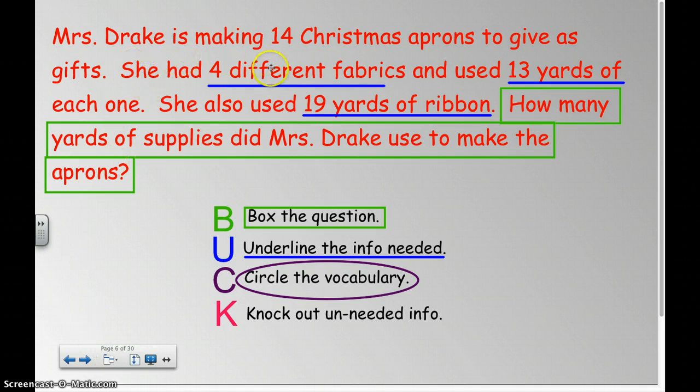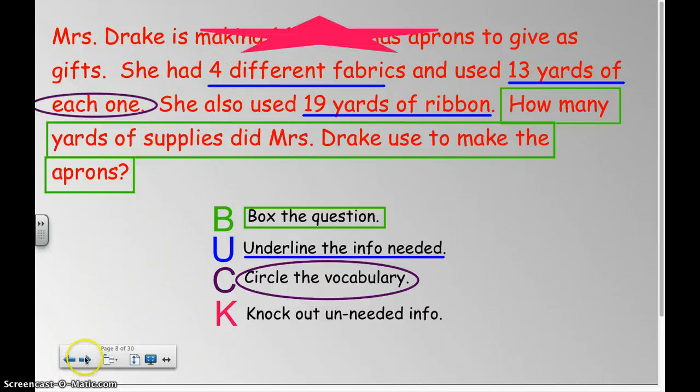So I know that she used 4 different fabrics and used 13 yards of each one. She also used 19 yards of ribbon. Each one, so that's the crucial part. She had 4 different fabrics and used 13 yards of each one. So 13 yards of the 4 different fabrics. You don't need the information here that says that she's making 14 Christmas aprons because we're talking about how much fabric did she use to make all 14. So that's information you don't need.